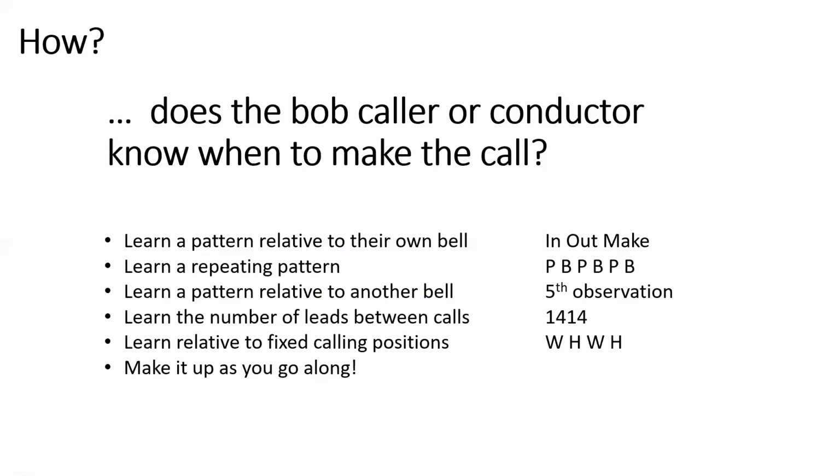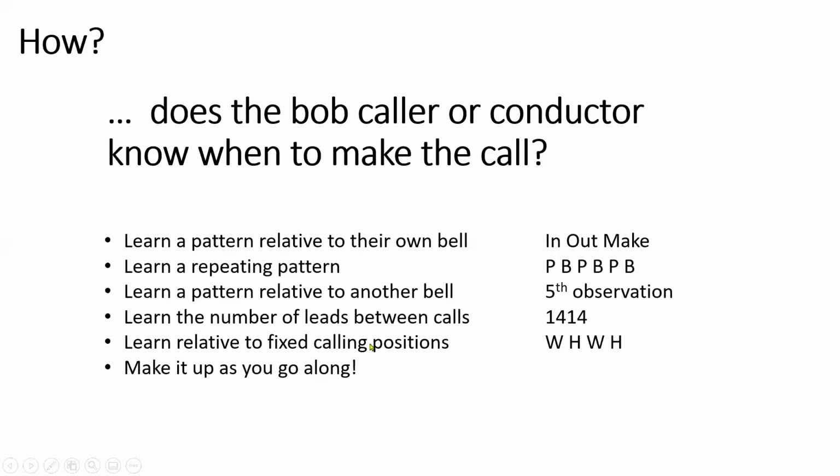A fourth way of doing it is to learn the number of leads between calls and count. So for instance, to call a touch of plain bob minor, you might remember 1414, and that would mean you put a bob in after 1 lead, a bob 4 leads later, then another bob 1 lead later, and finally a bob 4 leads later. This doesn't give you a lot of information about what's actually happening with these bobs, but it does work. And you will see that written out in lists of touches, and you'll see it particularly listed out in touches of Grandsire Triples, for instance.